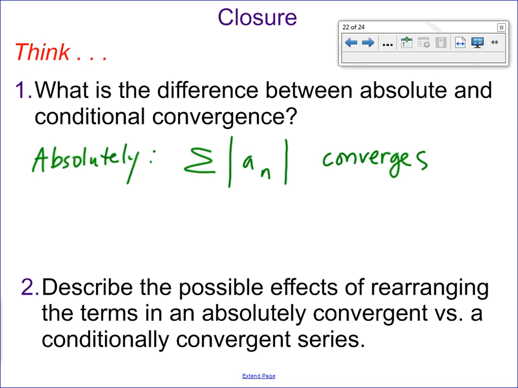Versus conditional convergence. In conditional convergence, the series still converges, but it does not converge in the absolute value. Oftentimes you'll see this involves an alternating series. It'll converge conditionally because it converges by the alternating series test, but the absolute value of the terms doesn't converge.